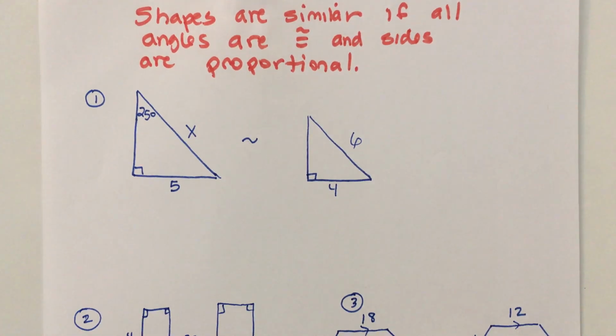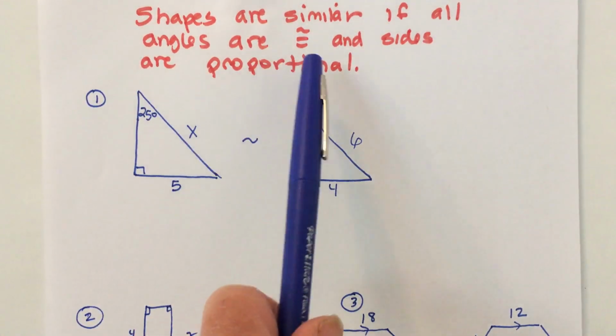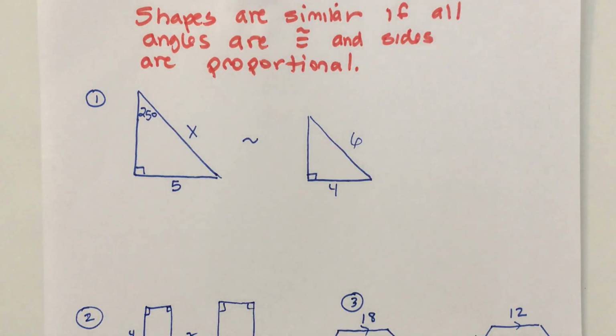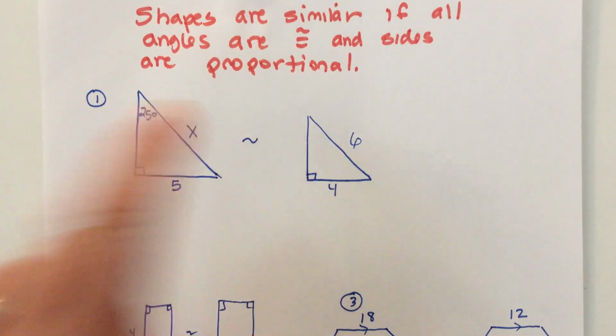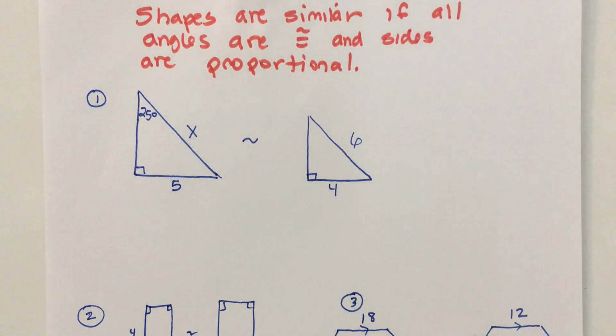All right, you guys, so this is our second lesson on similar shapes. Last video we learned that shapes are similar if all angles are congruent and sides are proportional, so we're definitely going to use that today. And remember that if I use this little symbol right here, that means that the shapes are similar. So you don't have to guess whether they are or not. So the little symbol means that they are similar, okay?